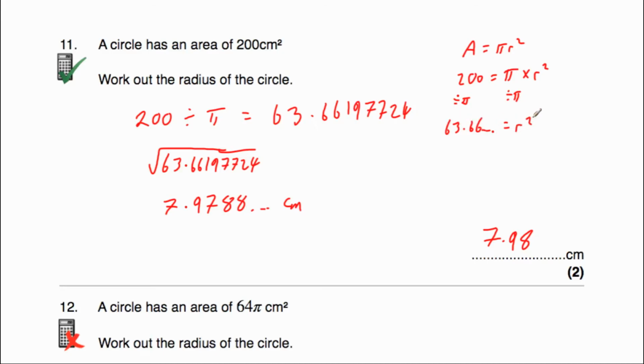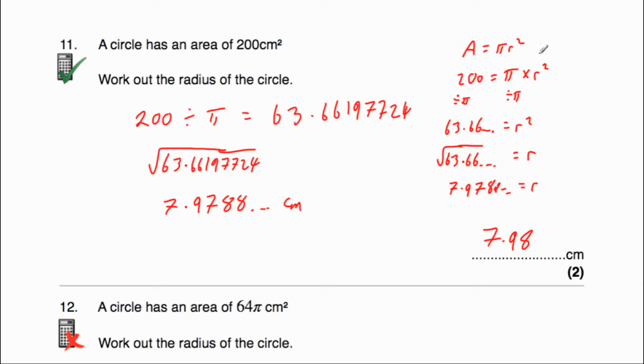Now we don't want the r squared, so we want to get rid of the squared. So we're going to need to square root. Now because this is the length of a side, we don't need to worry about negative numbers for the radius of the circle. So we can just square root 63.66 and so on. And then that would give us r. So r equals 7.9788 and so on. So we get the radius that way as well.